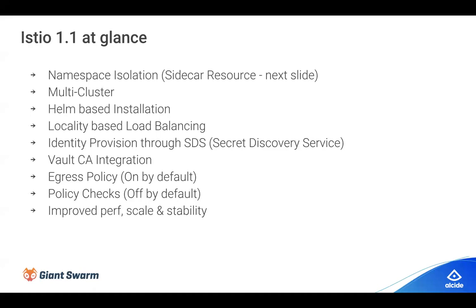It brings global scale features to operate a service mesh for those use cases that are relevant to that. Anything around identity provisioning is now being made by SDS, which is the Secrets Discovery Service, which is part of the Envoy APIs. Vault, I'm pretty sure that many of the folks here on the webinar are using Vault already.